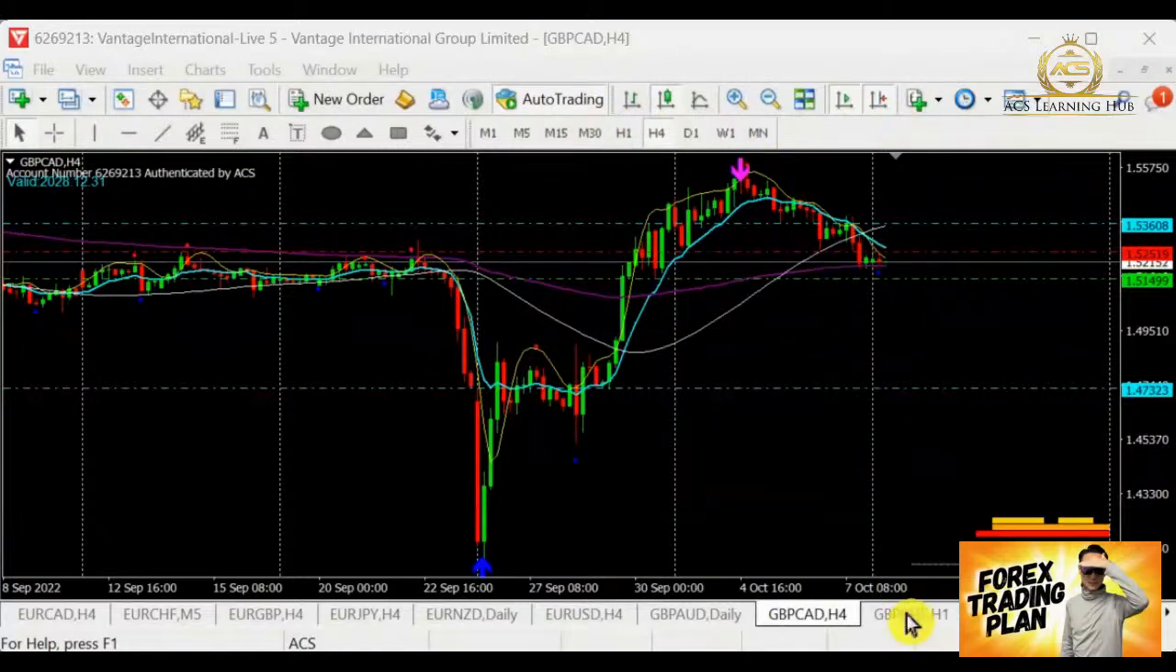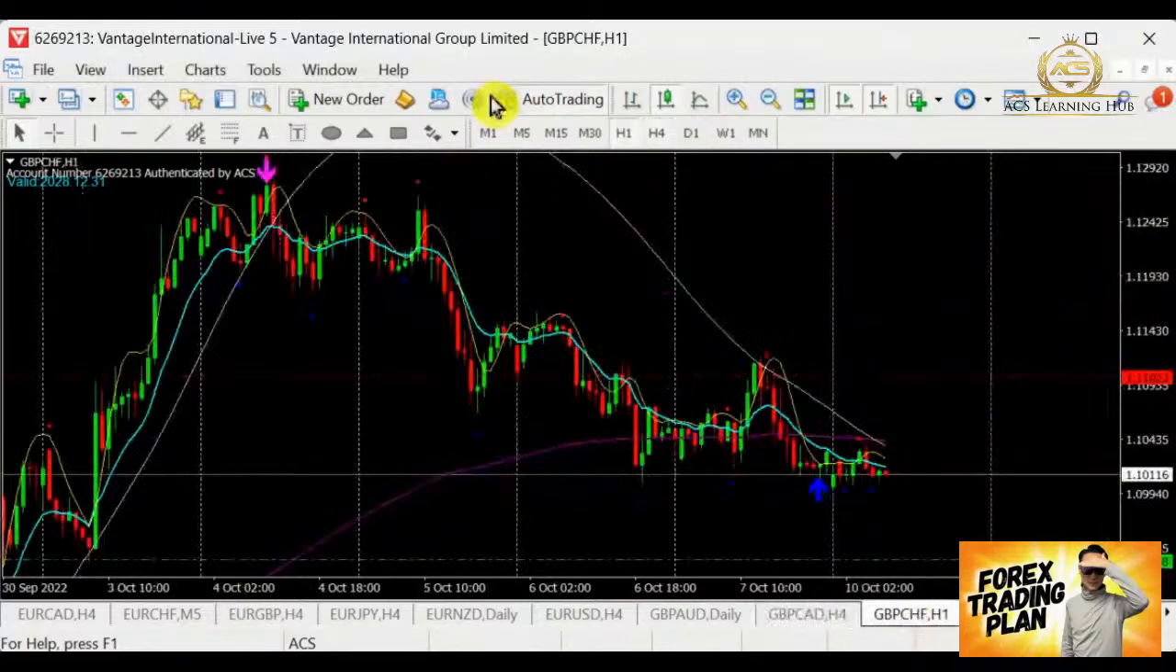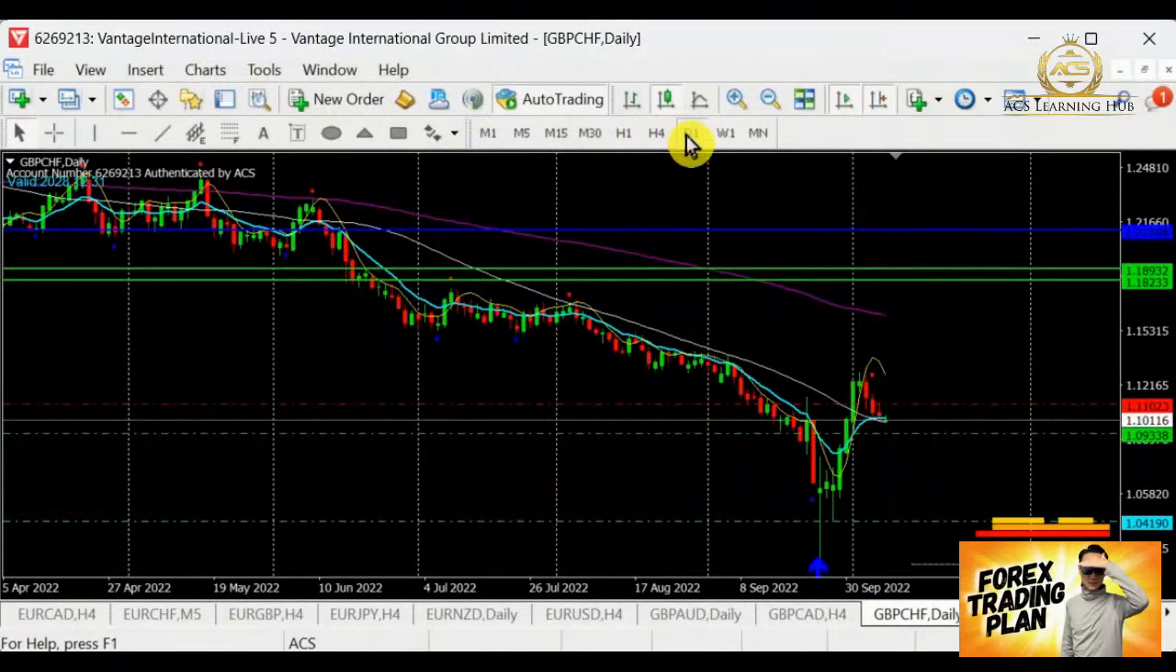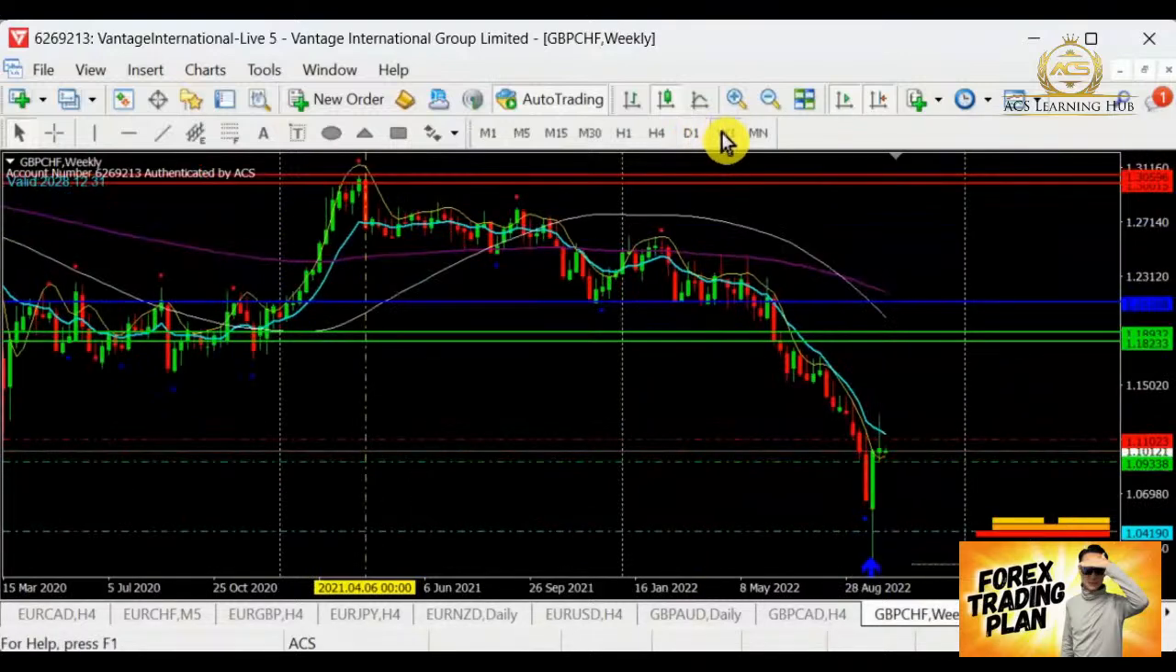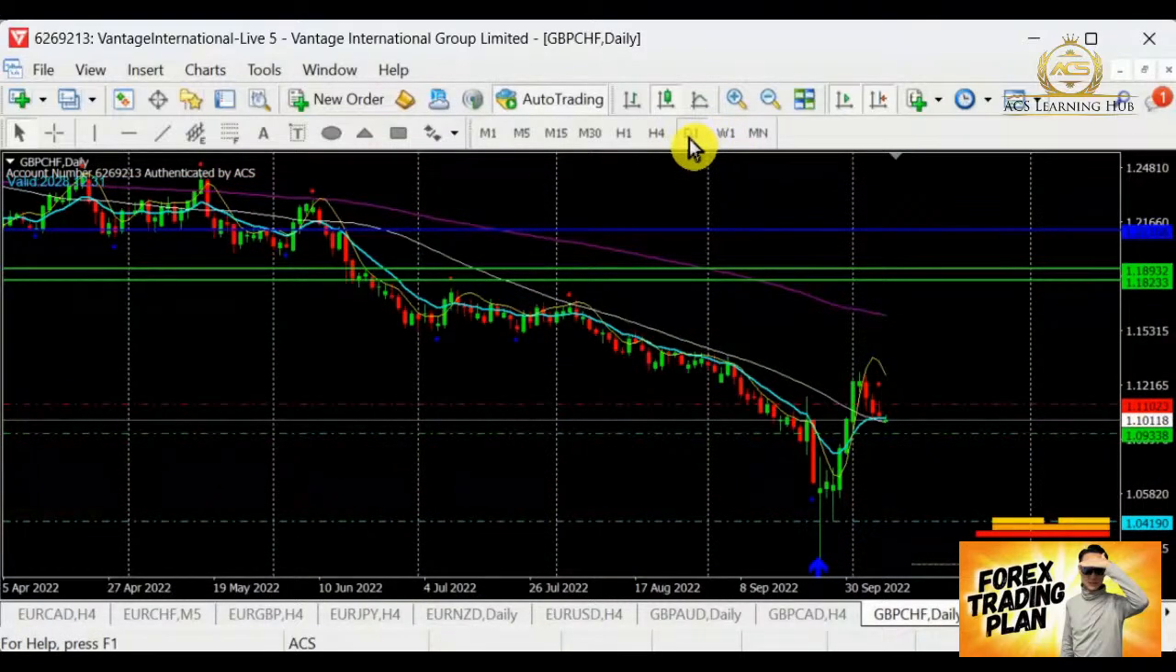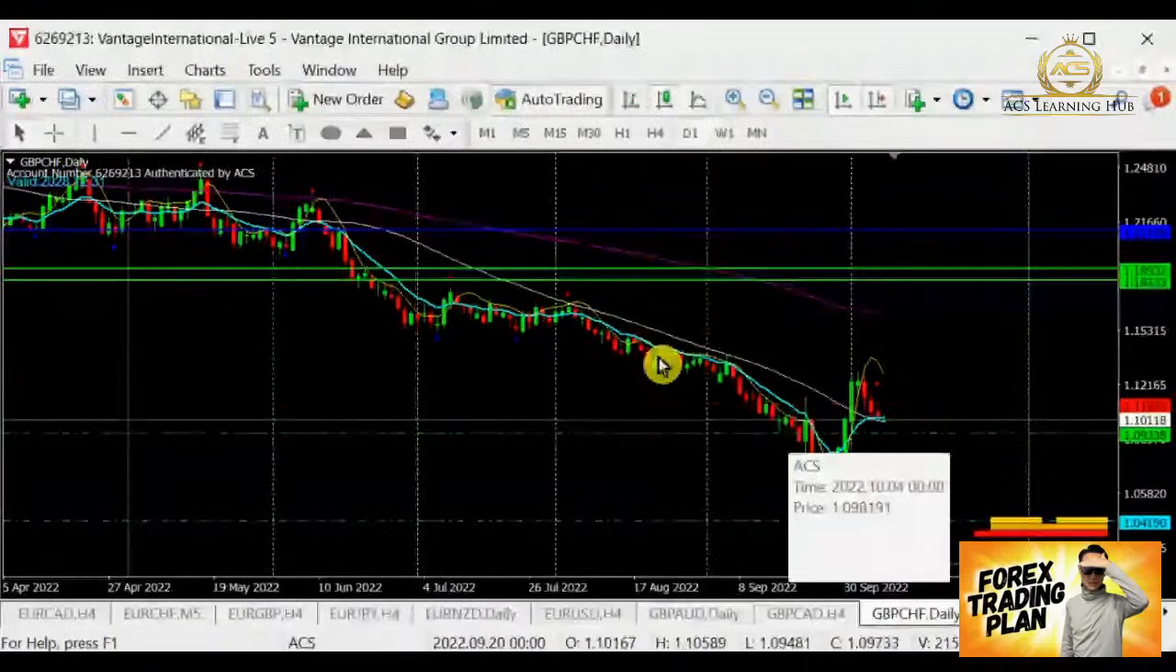All right. So for Pound franc, well, Pound franc over here. Let's see. By looking at this Pound franc, it is right now looking out for things similar to Pound CAD. Tentatively, Pound franc is now looking out for a support over at this area here, as we can see.